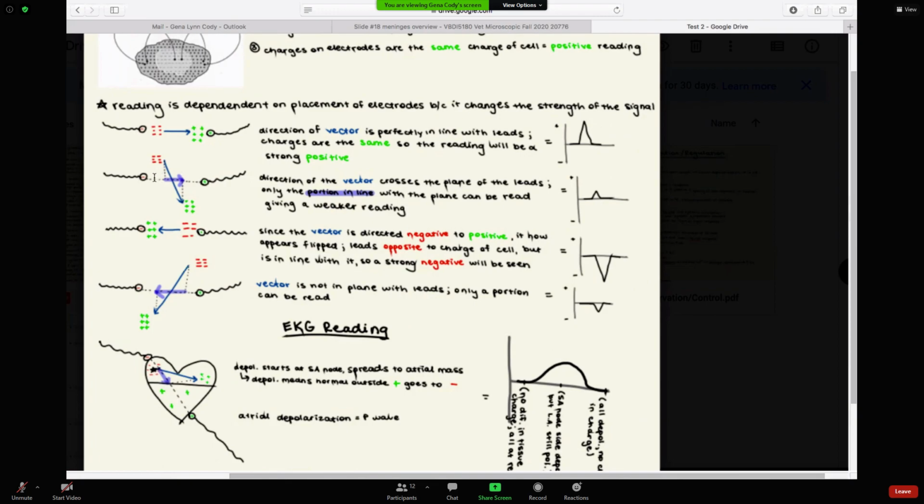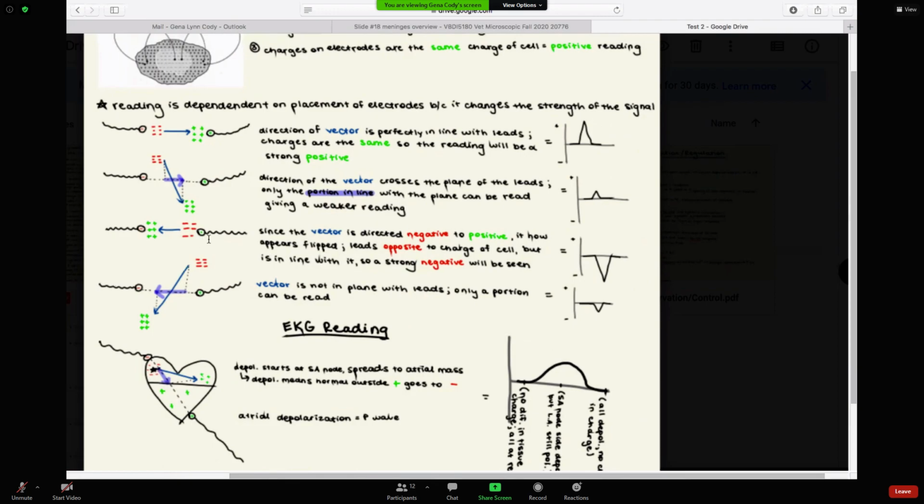Compare that to the next one. I've still got negative, negative. I've still got positive, positive. So I'm still going to get this positive EKG reading, but my vector is like this. And so it's obliquing that plane of the leads. So it's only picking up this small little fragment that's actually crossing. Again, this is poorly drawn to scale, but I tried. And so I'm going to get a much weaker reading.